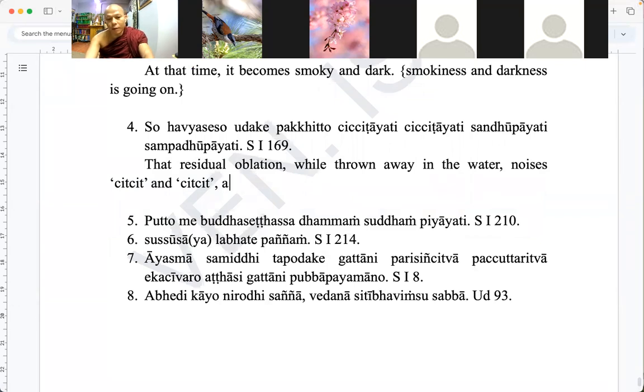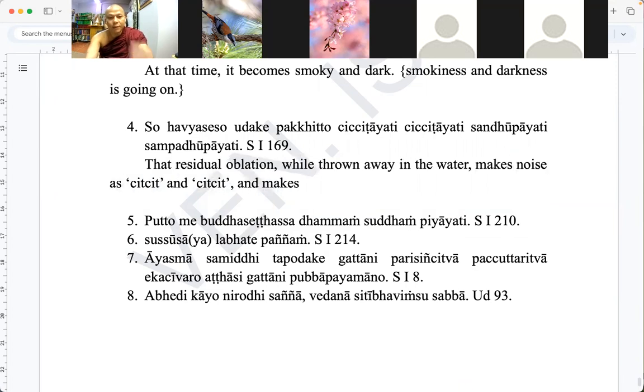So here maybe N can be understood. It makes noise as jijit, in this way, jijit and jijit. And then it makes smoke, make smoky. Okay, and can be omitted. So make smoky.